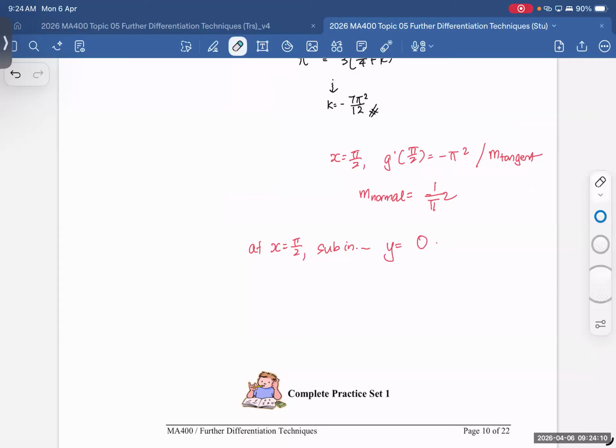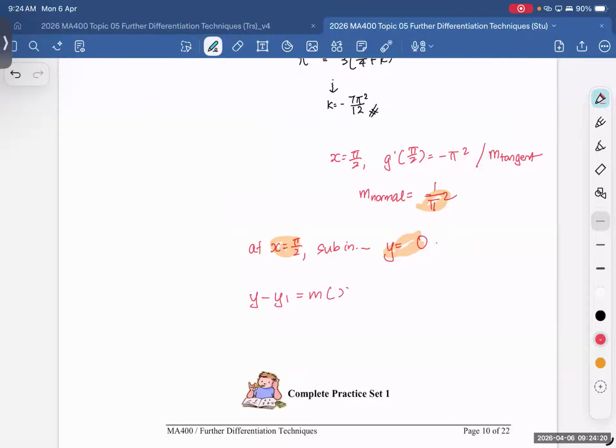Now you have y1, x1, gradient. So use the equation y minus y1 equals to gradient times x minus x1. Then your answer will be as follows. Okay, this is for question 1.7.